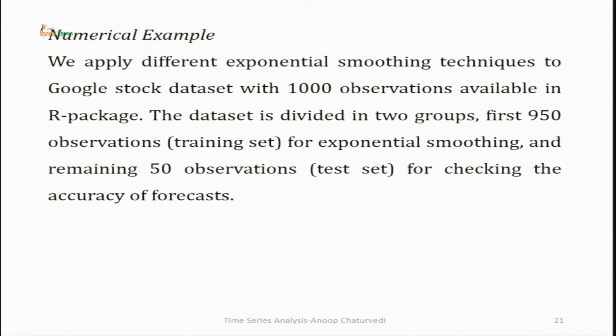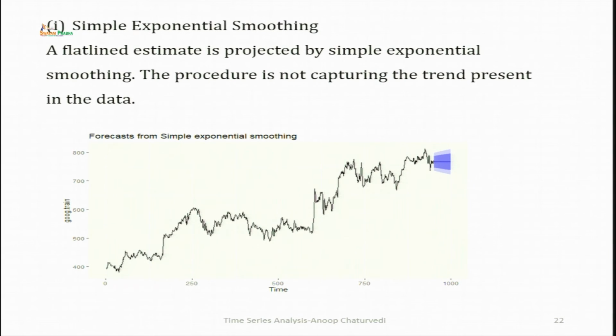So, actually I have divided the observations into two parts, 950 and 50. On 950 observations, I am going to fit different exponential smoothing procedures to obtain the forecasted values. And since you know the remaining 50 observations, you can easily check how much accurate your forecast is. So, first I have applied the simple exponential smoothing procedure. Now, this is the time series and this part gives you the forecasted value.